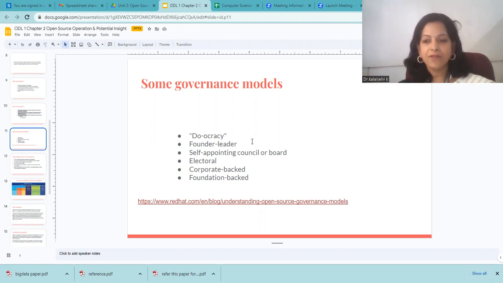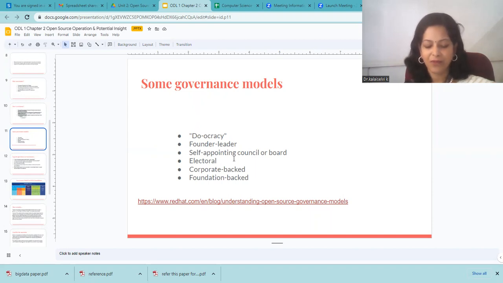First is duocracy. The name itself is quite funny. The next one is founder leader and self-appointing, just like someone saying, I'm the leader, I'm the leader. Then self-appointing council or board, and then electoral, corporate-backed, and then foundation-backed. These are the major governance models which are provided in many of the open source projects, and not only open source projects, many projects.